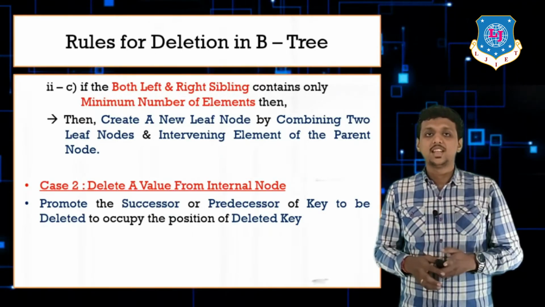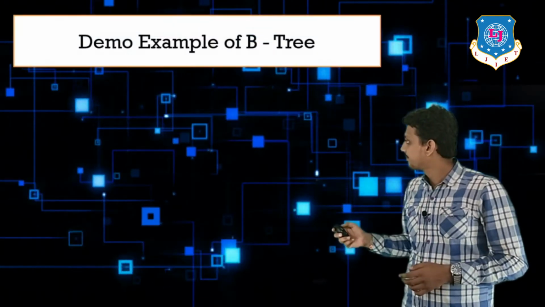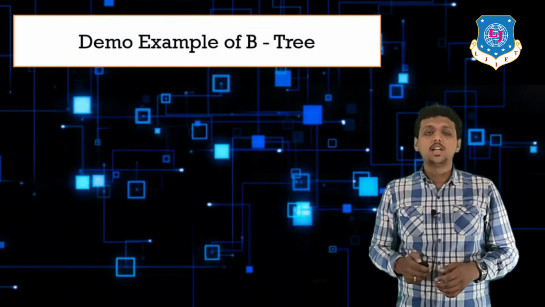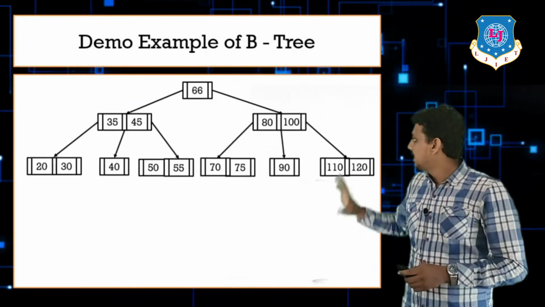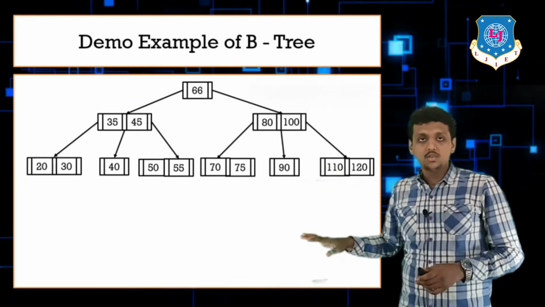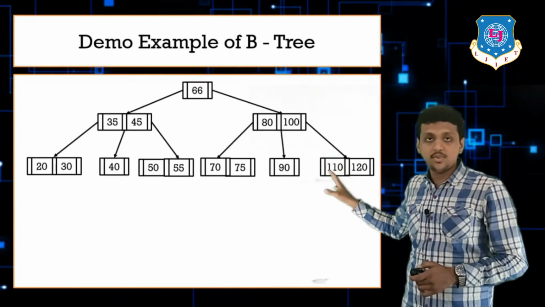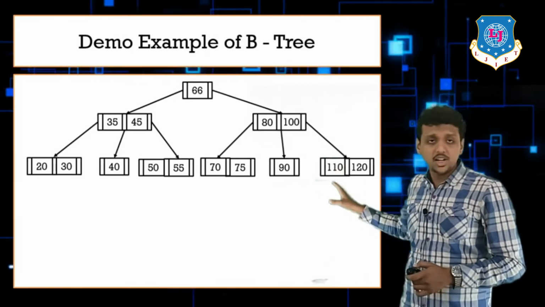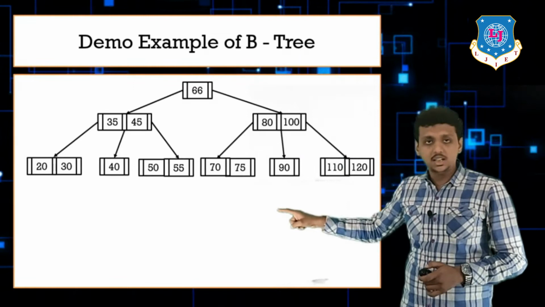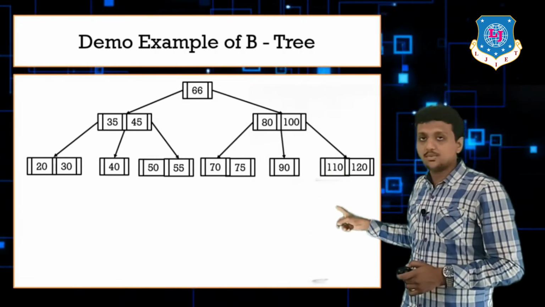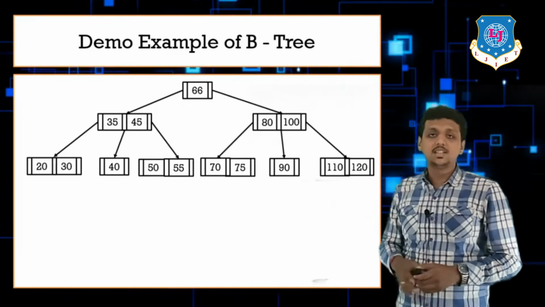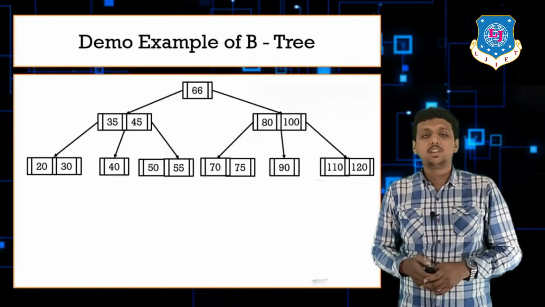Now next, see the demo example of a B tree. Suppose here we have our B tree: 66, 35, 45, then 80 and 100. On the next level we have 20, 30, 40, 50, then 55, 70, 75, 90, 110 and 120. This is our B tree.